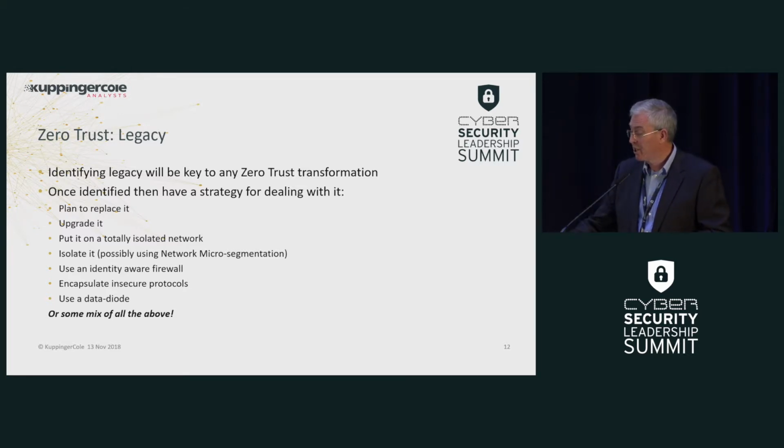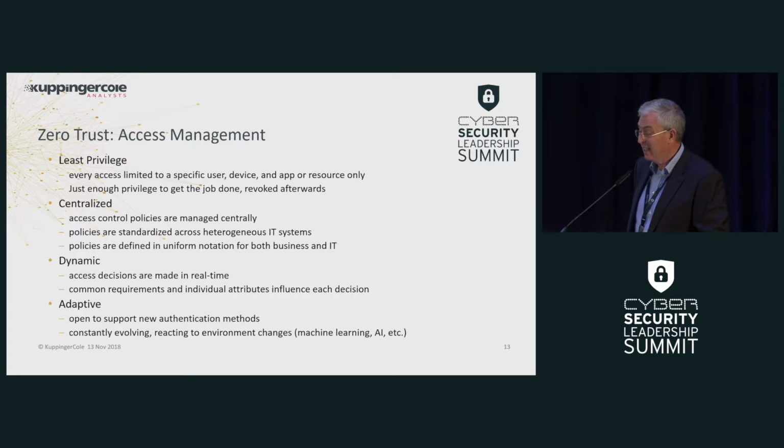Yeah, lots of ways to do it. Data diodes are great. If you've never discovered them, Google data diodes. Great tool. But it's going to be a mix of that to deal with your legacy. Access management is absolutely key. Again, you've heard this before. I'm really not going to repeat stuff. Least privileged, centralized, dynamic, and adaptive. Adaptive is, again, really key here. Yeah, open to new authentication methods.